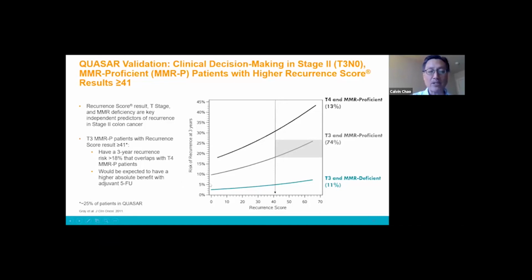Again, I would suggest that the risks that we see today on the Quasar curve are probably higher than what you would really expect in reality, because again, 62% of the patients had insufficient lymph nodes examined in this study.